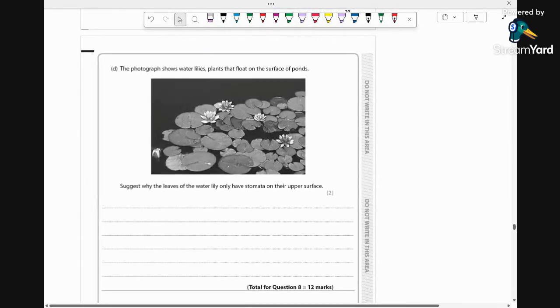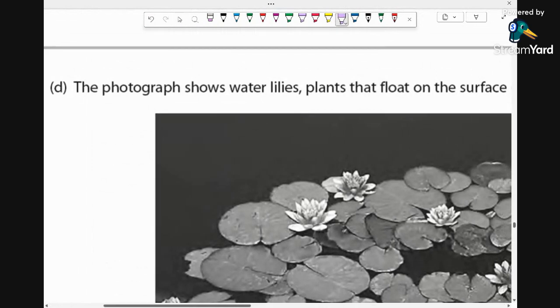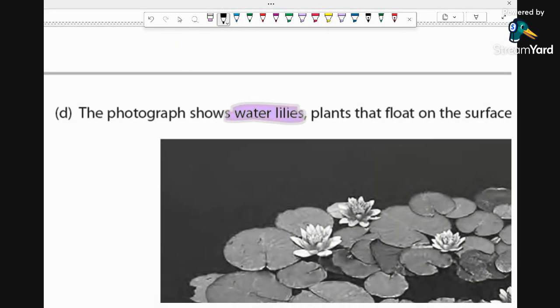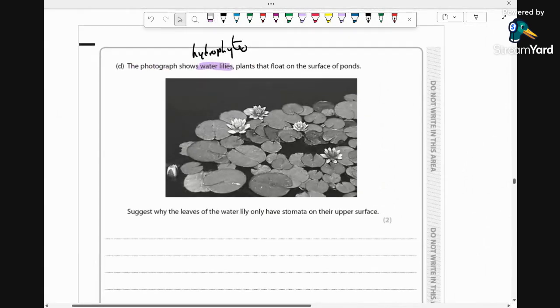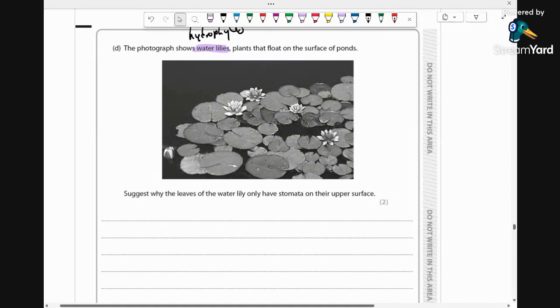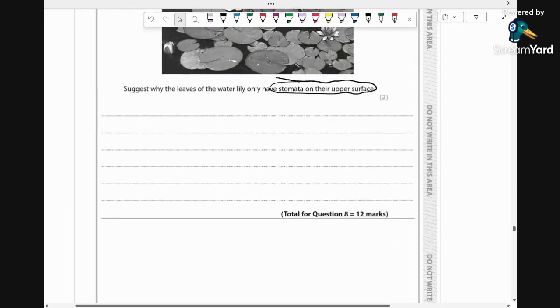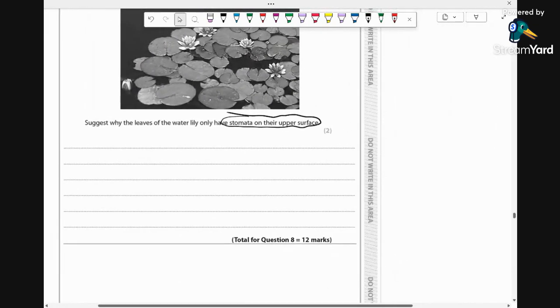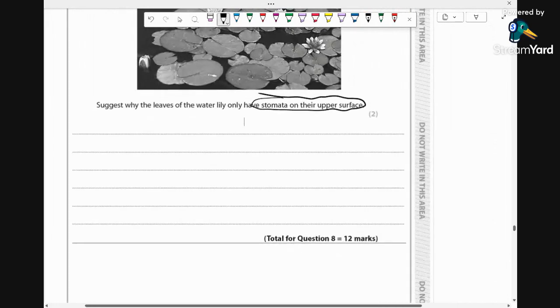We've got some water lilies here. You need to know water lilies because you need to know that these are an example of hydrophytes. So they are adapted for living in high water conditions, as opposed to xerophytes, things like cacti and marram grass, which survive in low water conditions. These are the opposite. And they have stomata. One of their adaptations is that they have stomata on their upper surface as opposed to their lower. And that's because their lower surface, of course, is submerged in water.